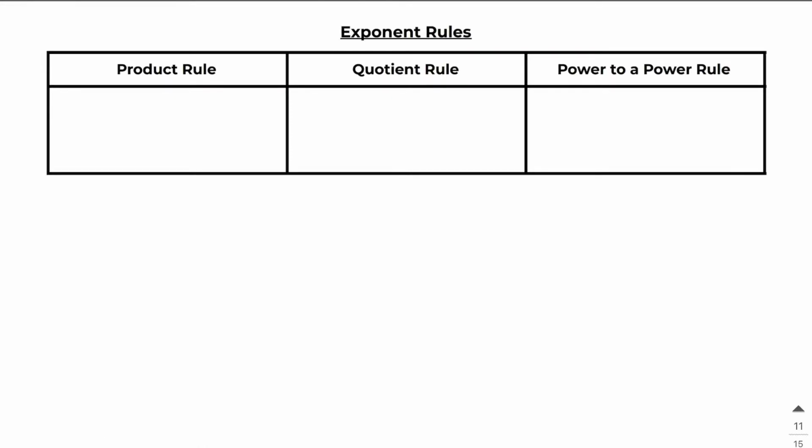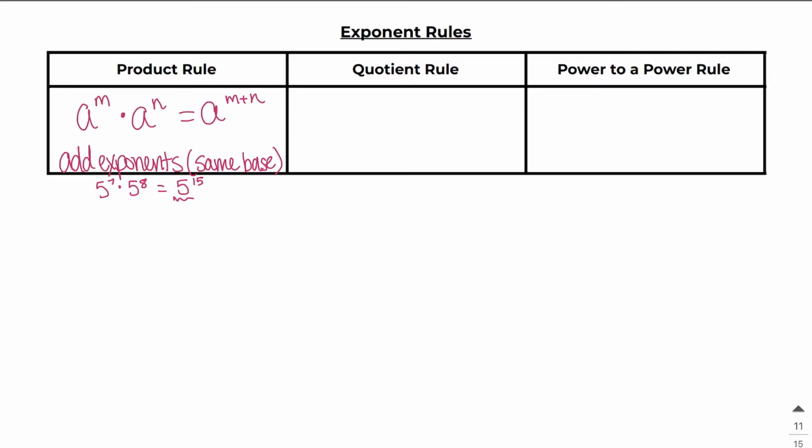So just a reminder that the product rule says that if we have two monomials being multiplied together with the same base, so for example, if we have a to the power of m times a to the power of n, we have to add our exponents. So what this means is it would be a to the power of m plus n. So my base stays the same, and then we just add this m and this n together. So for example, if we had 5 to the power of 7 times 5 to the power of 8, that would become 5 to the power of 15. Again, because we are multiplying 7 fives, and here we are multiplying 8 fives, so altogether we have 15 fives.